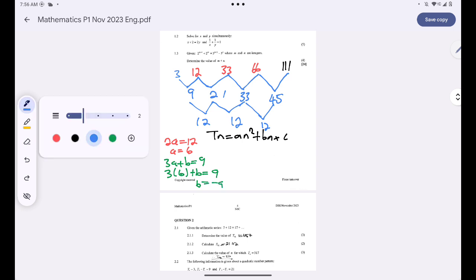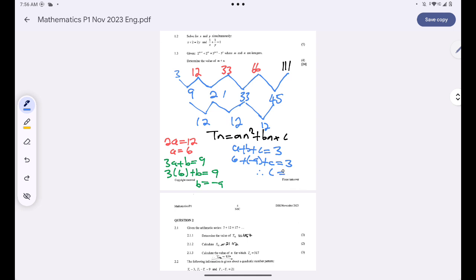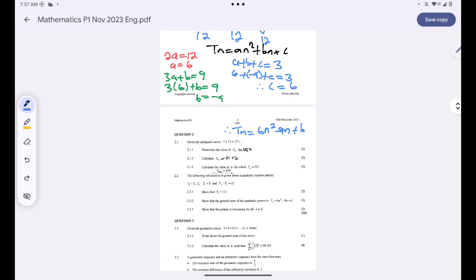And then now I just need to find c. I know that a plus b plus c is equal to the first term of the sequence. The value of a is 6. The value of b is negative 9. I don't know c. All together. So therefore, c is equal to a positive 6. So now I can conclude that Tn is equal to 6n squared minus 9n plus 6. Now I have proven that the general term for my quadratic number pattern is given by that.